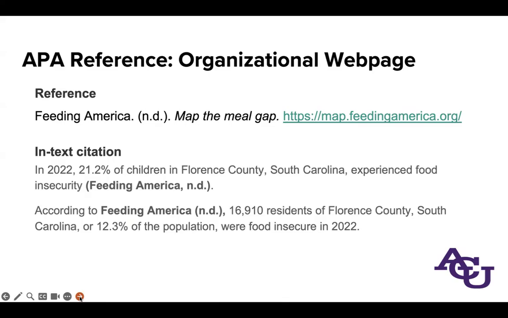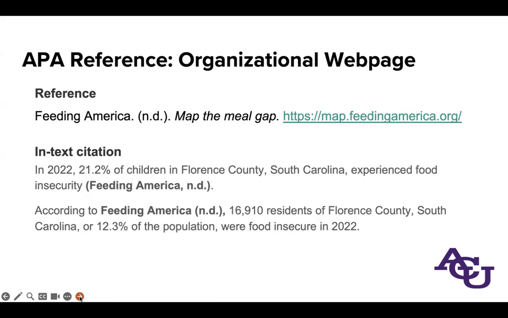Sentence case is also applied to the titles of journal articles, books, reports, and videos in APA references, which we'll see over the next couple of slides. For the source information, you do not need to include the name of the website for an organizational web page, because the website name is usually the name of the organization itself.